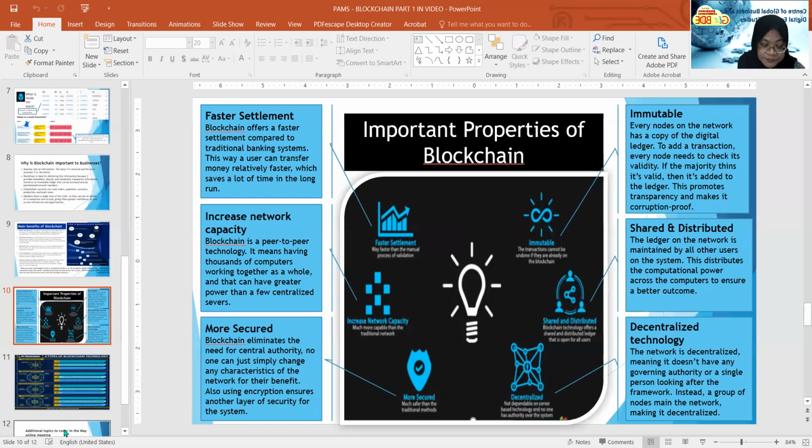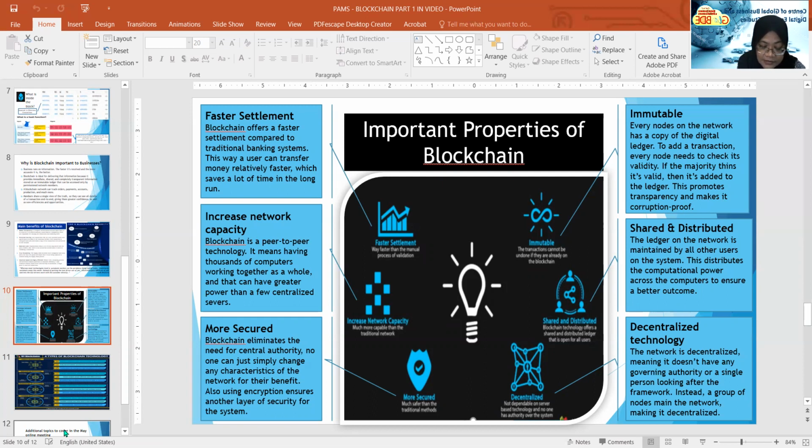in the long run. Second, increased network capacity. Blockchain is a peer-to-peer technology. It means having thousands of computers or nodes working together as a whole, and that can have greater power than a centralized service. Third, more secure.